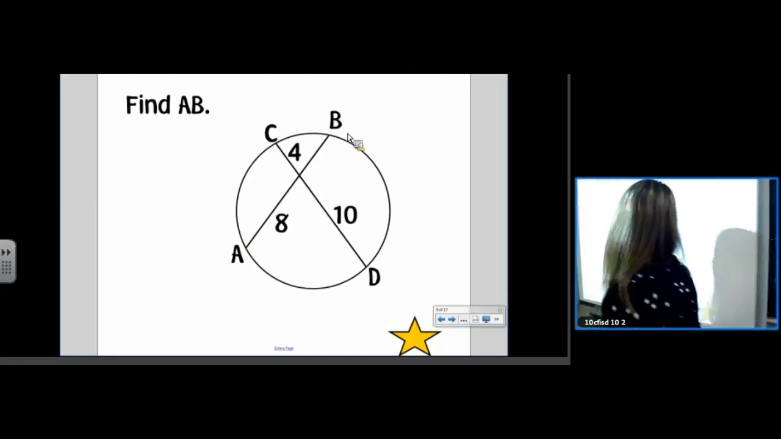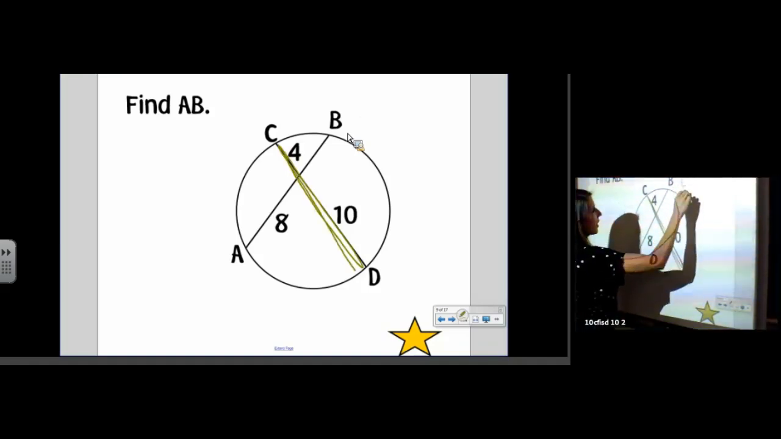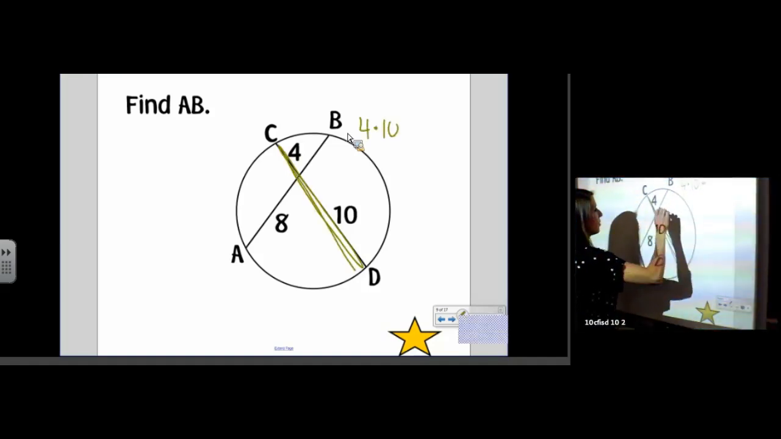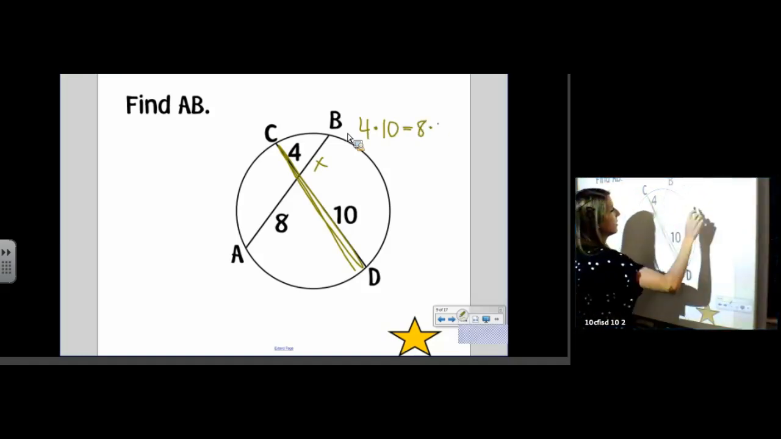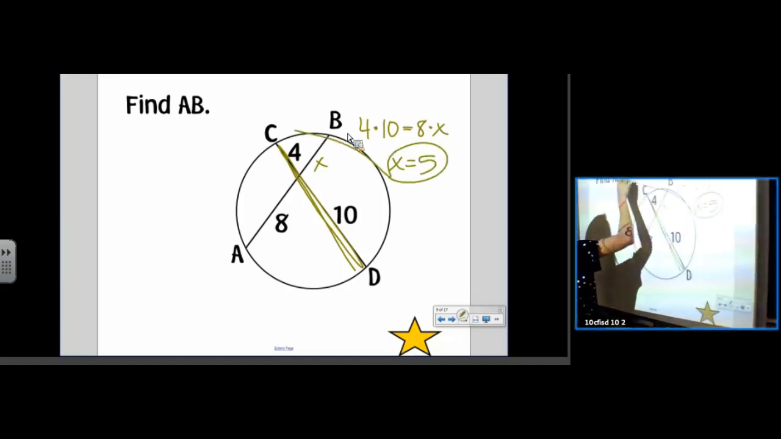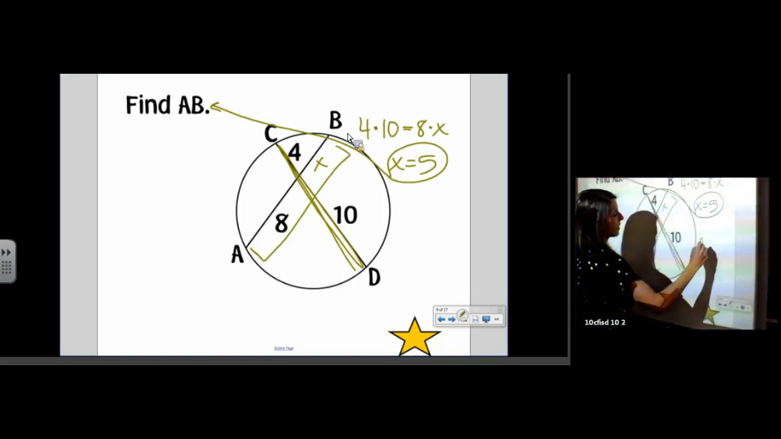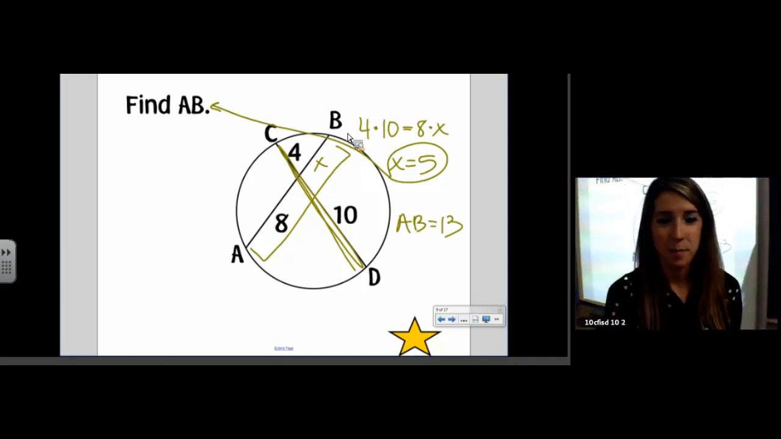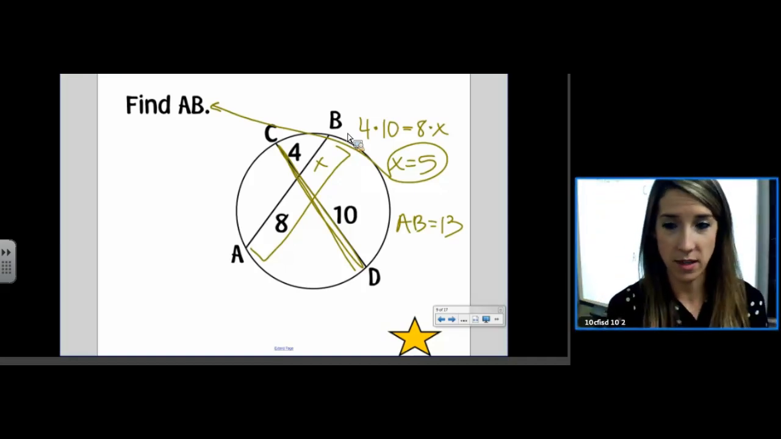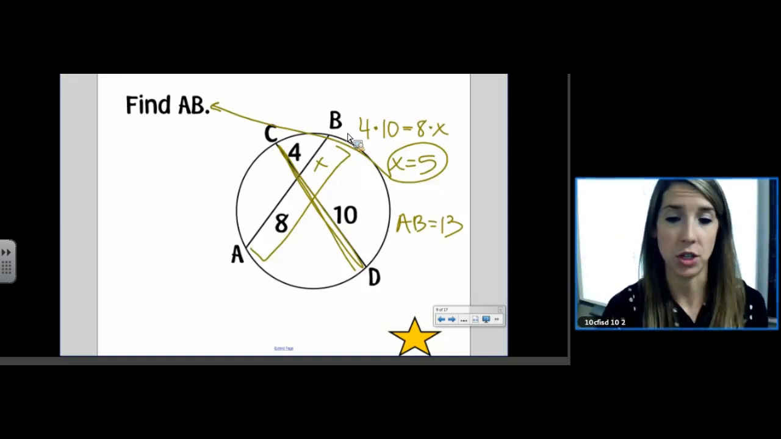Find AB. So this one, stay on one segment at a time. Part times part equals, I'm going to call this X, part times part. And you get 5. But then you read the problem, and it says to find AB. AB would be 13. But you do need to know that formula, the part times part equals part times part, that the segments cut each other proportionally.